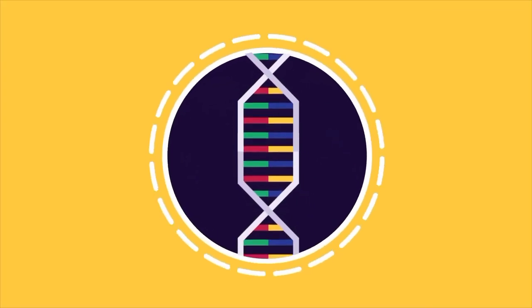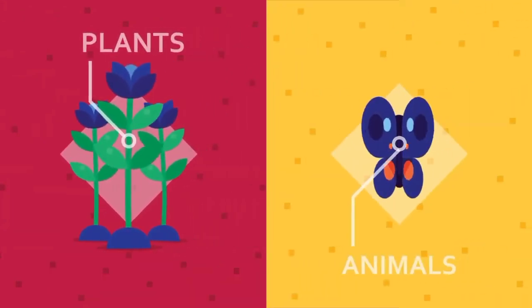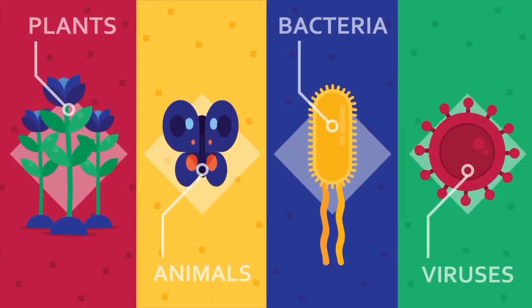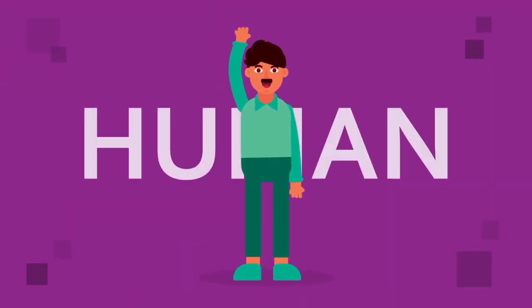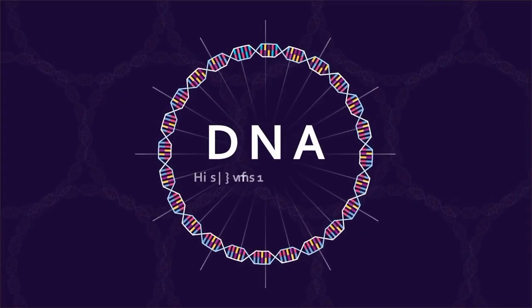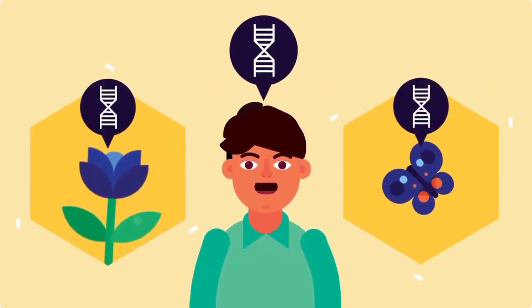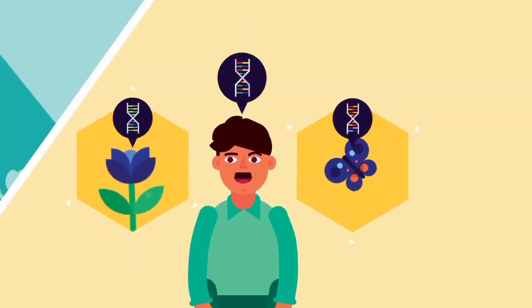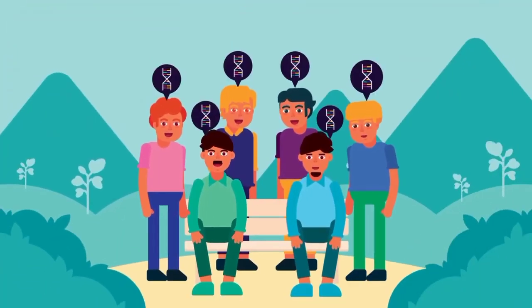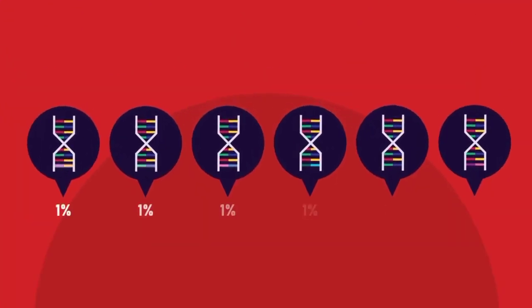What is DNA? Every living thing has DNA, from plants to animals to bacteria, even to viruses which were once considered non-living. And most importantly, we humans have it. DNA stands for deoxyribonucleic acid, and although every living thing has DNA, its varied compositions differentiate you from others. The interesting fact is that humans' DNA is 99% the same. Therefore, it is only 1% of DNA that makes you unique.